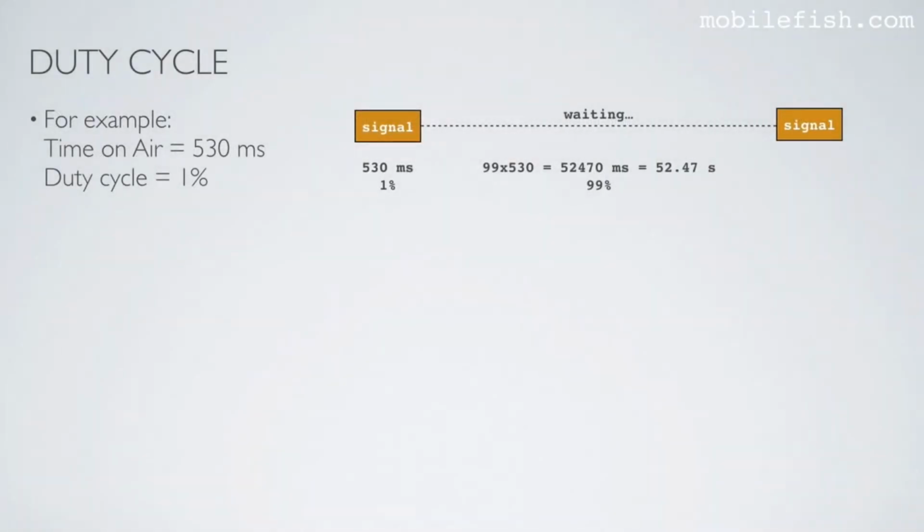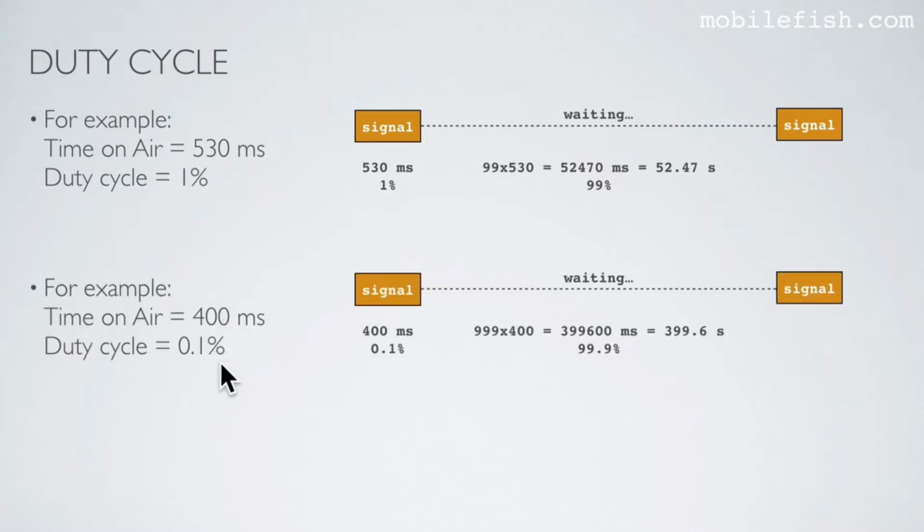For example, time on air is 530 milliseconds and the duty cycle is 1%. So the 530 milliseconds is the time on air, which equals 1%. So 99% of the time, which is the same as 52.47 seconds, is the amount of time you have to wait after you have sent a signal. So after you have waited 52.47 seconds, you can broadcast the same signal again, meaning the same size signal.